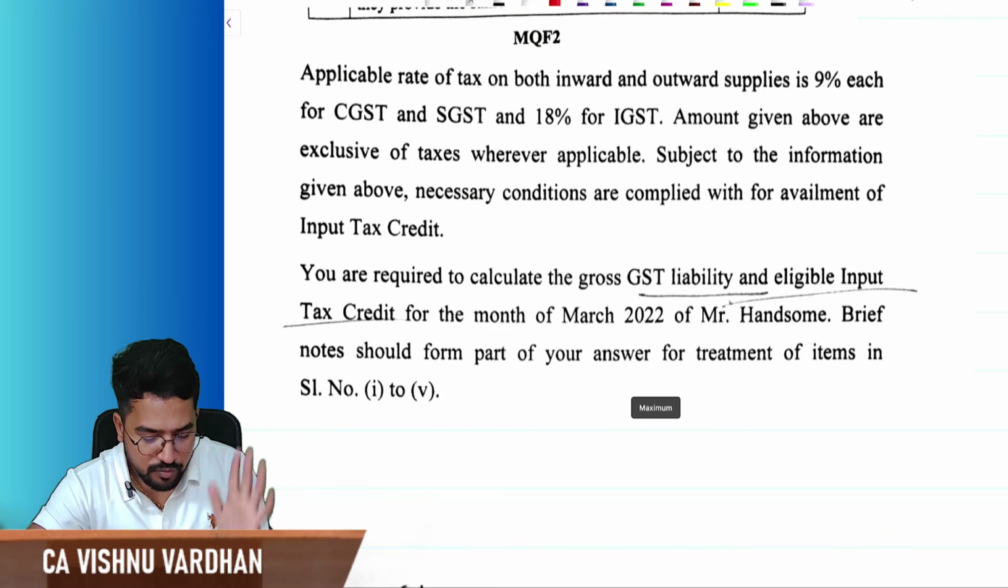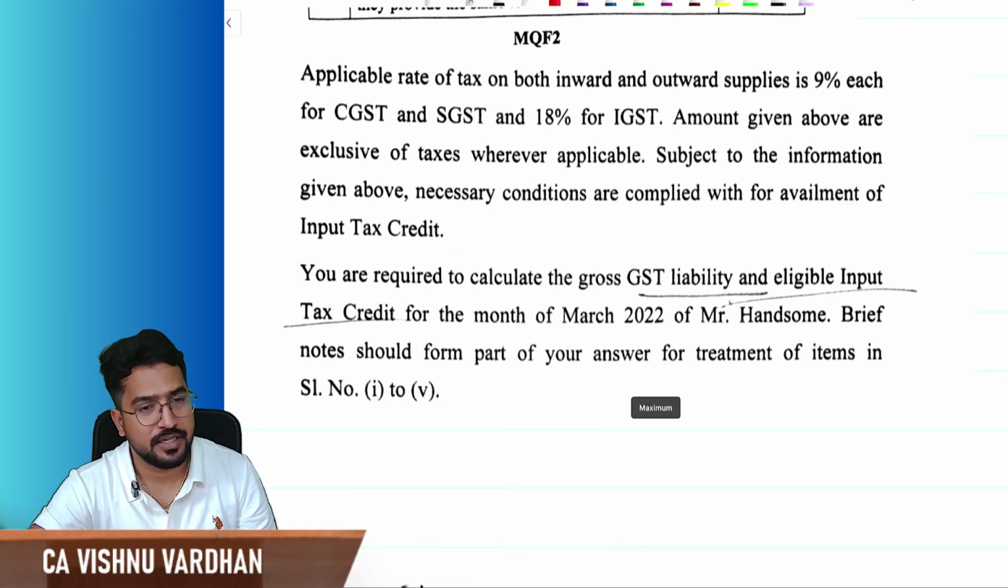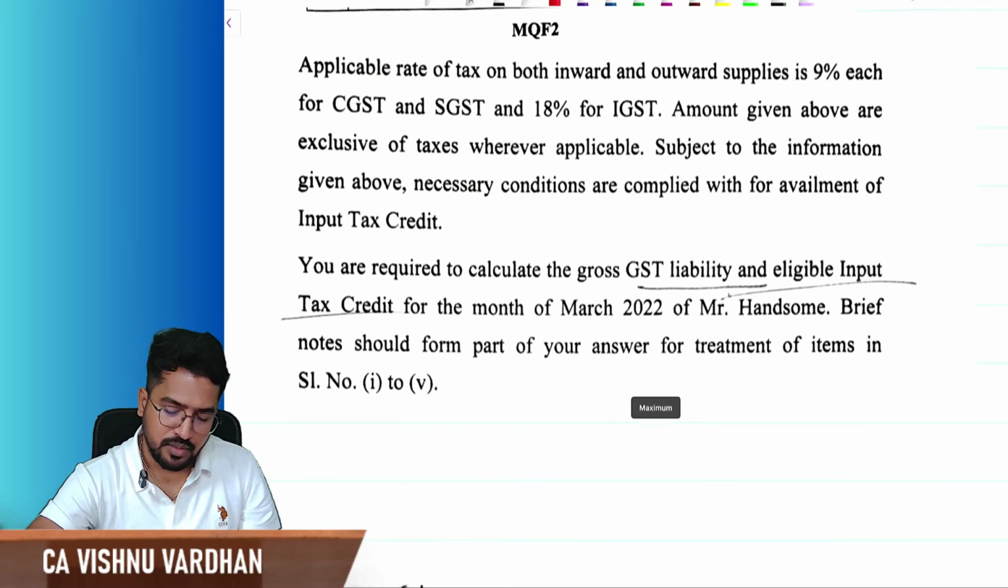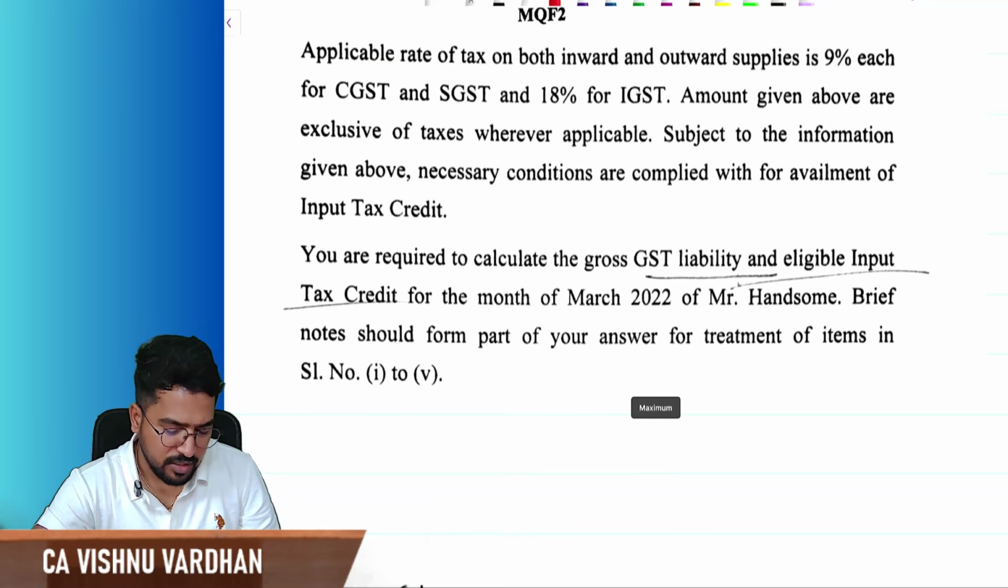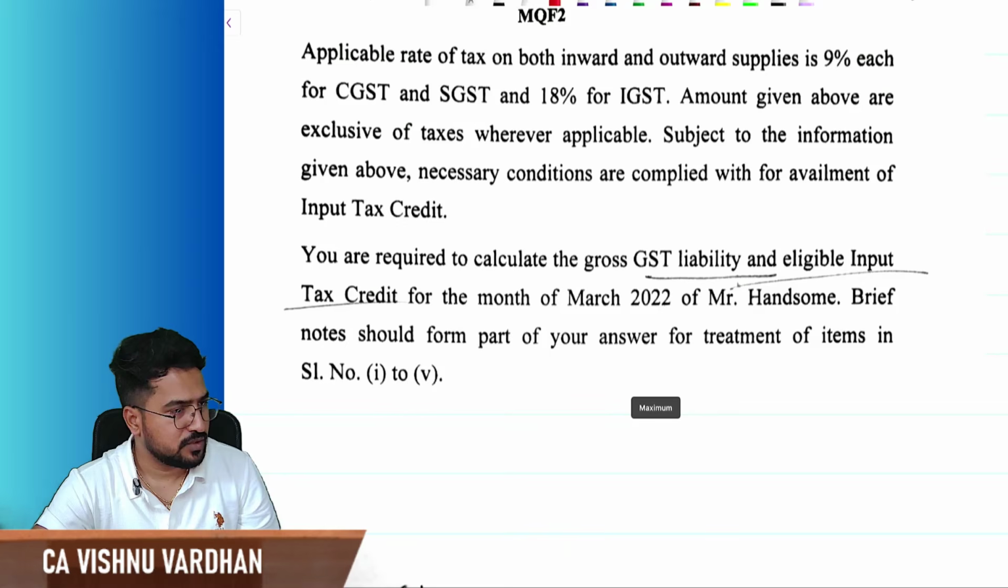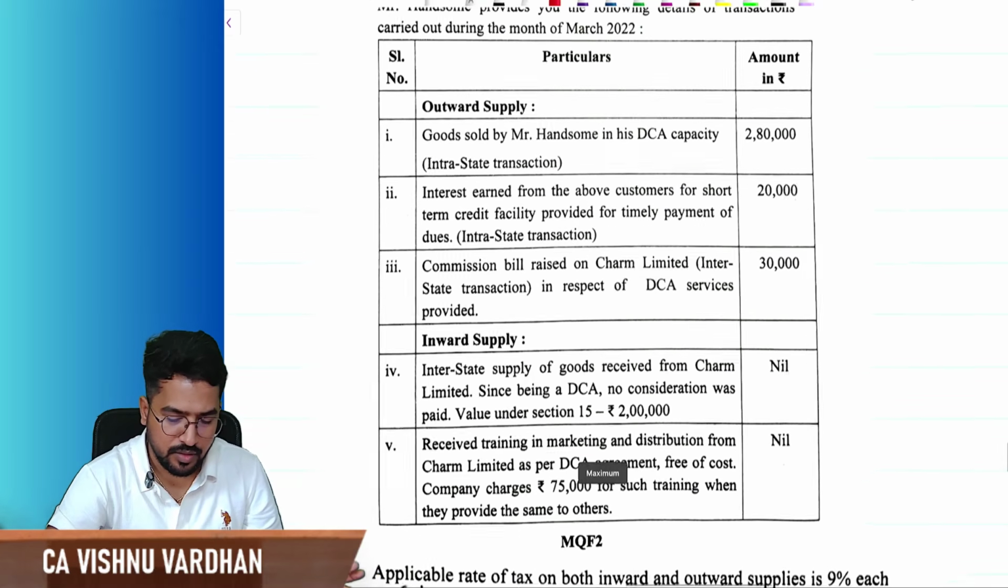For the month of 2022 of Mr. Handsome, not Charm Limited. Correct? Brief notes should form part of your answers for treatment of items in serial number 1 to 5. Done? Shall I show the 5 items now? These are the 5 items.